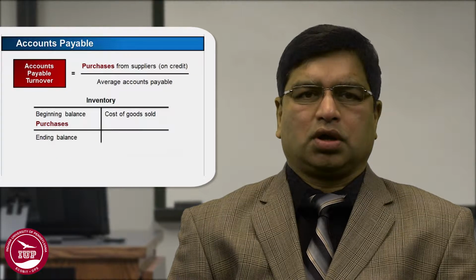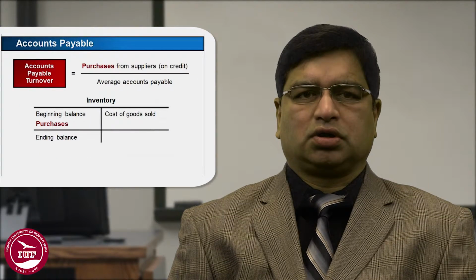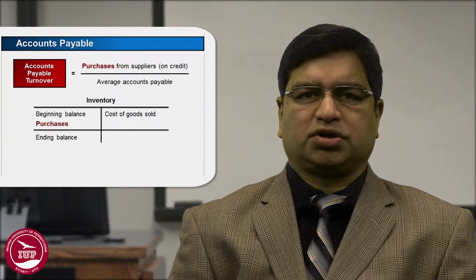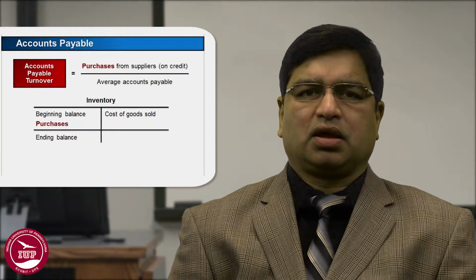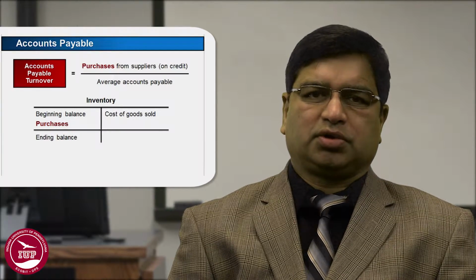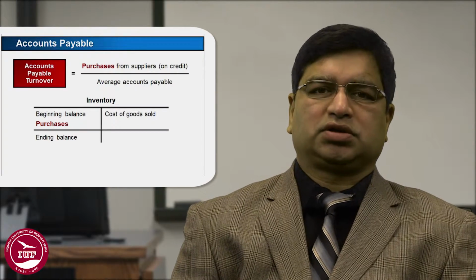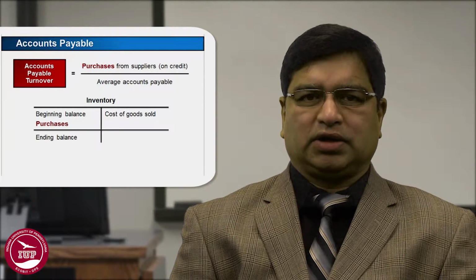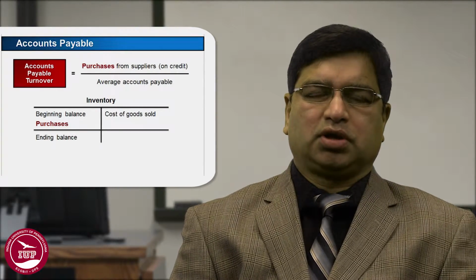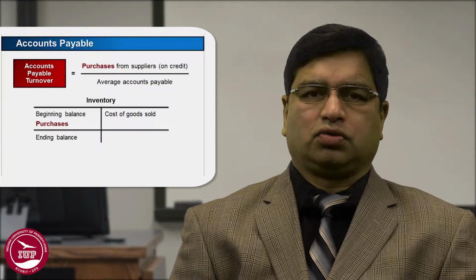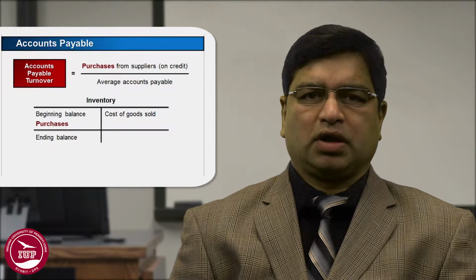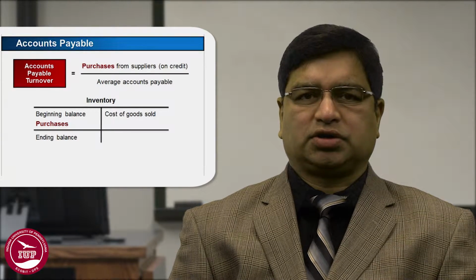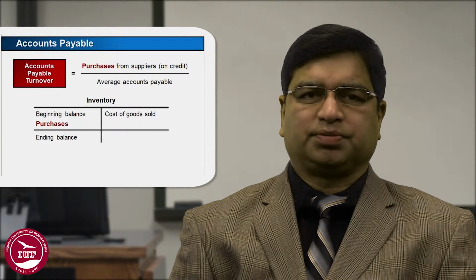So how do we compute the accounts payable turnover? We take the credit purchases and divide it by the average accounts payable. What is average accounts payable? You take the beginning balance of accounts payable, add the ending balance of accounts payable, and divide it by 2 to get the average accounts payable. So purchases from suppliers divided by the average accounts payable.